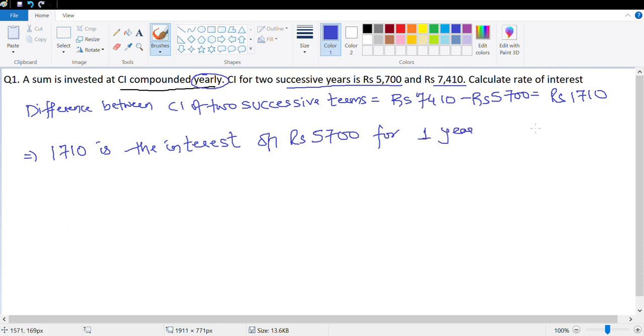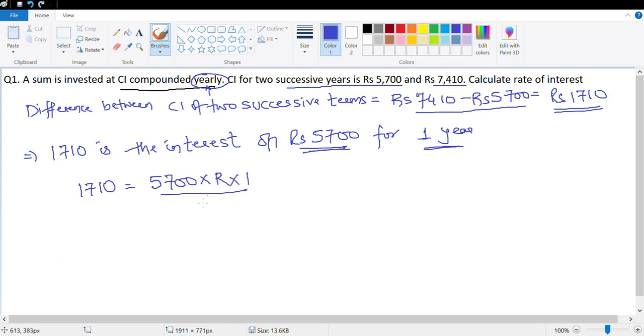Let's understand this again. We calculated the difference between two successive compound interest, which was 1710. So 1710 is the interest on the previous compound interest, which is 5700 for the term. This is compounded yearly, which means we're talking about a difference of 1 year. Let's put it in the simple formula. 1710, which is the interest, is equal to principal, which is 5700, into rate, we do not know, time 1 upon 100. Interest is equal to PRT upon 100. This is for 1 year.